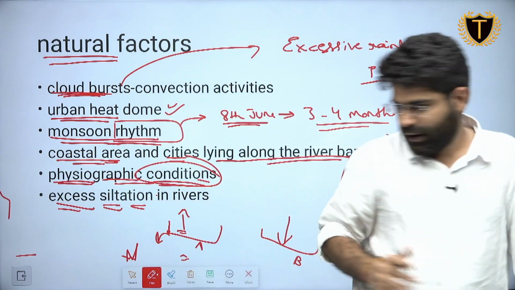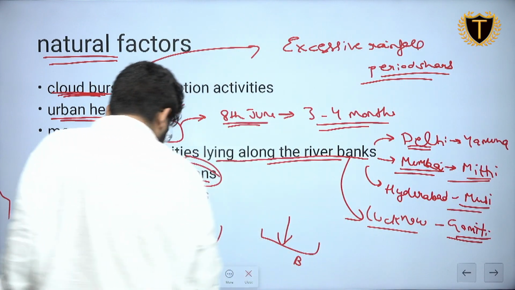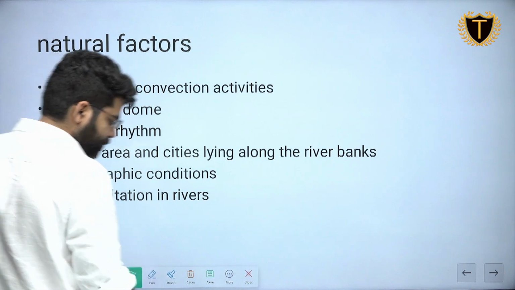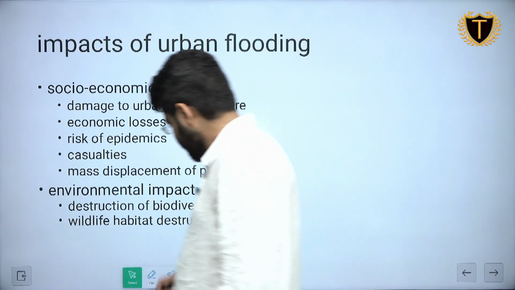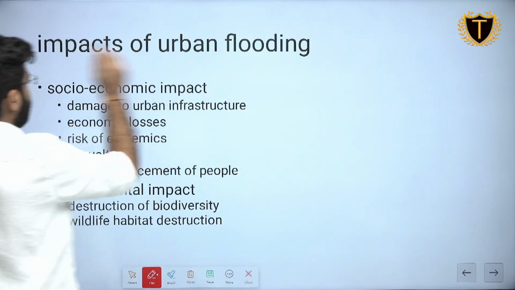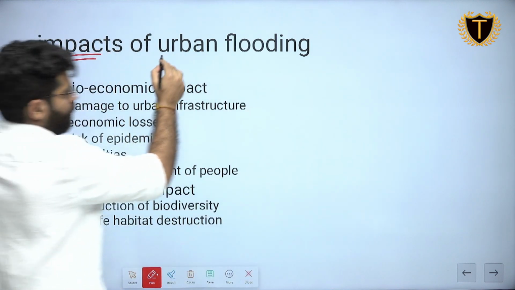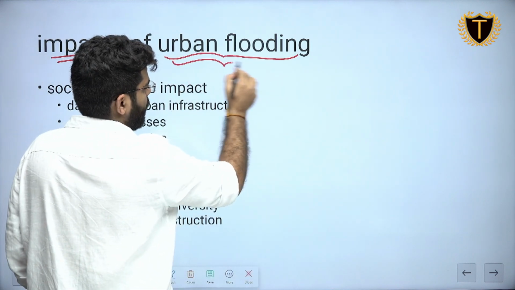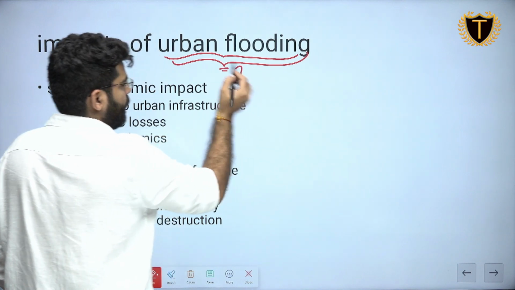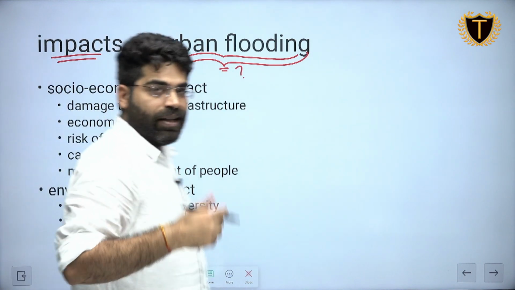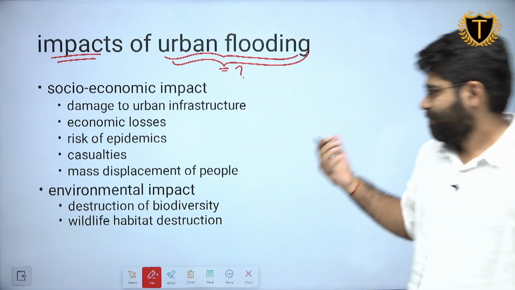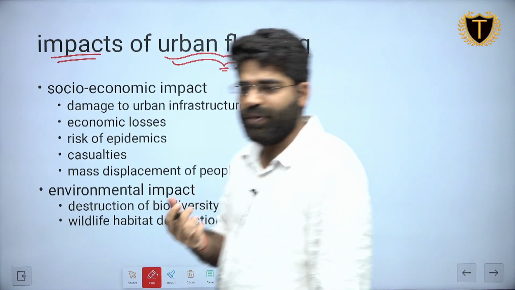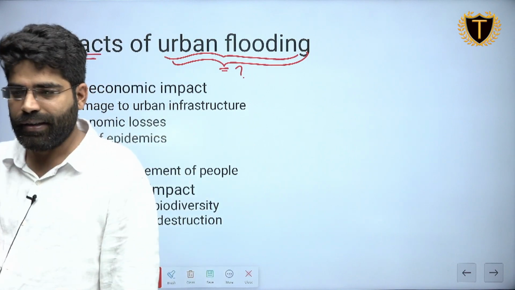Let's move ahead and see what we are going to look at next. Now we need to discuss the impacts of urban flooding. What kind of impact would an urban flood create on the lives of the people, on the lives of the wildlife, and the overall pace of urbanization? Clear? Okay.